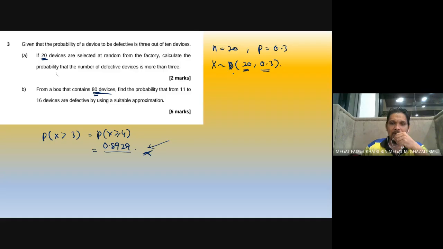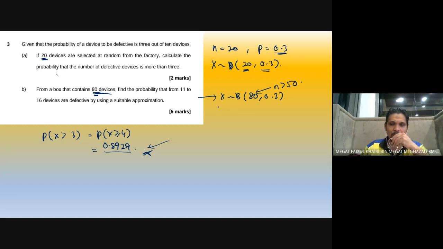From the box that contains 80 devices, find the probability that from 11 to 16 devices are defective, using the table. For question B, X is binomially distributed with the number of trials 80 devices, and the probability of success is still the same, 0.3, where n here is greater than 50.